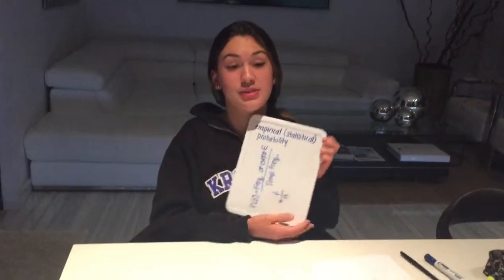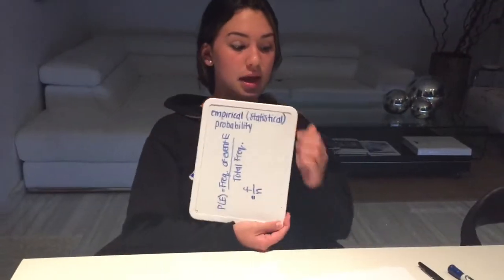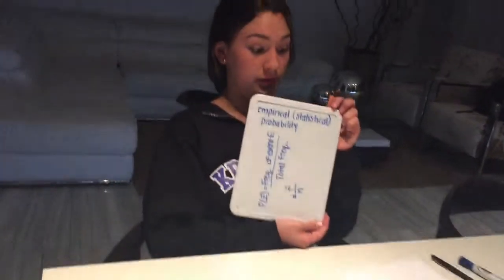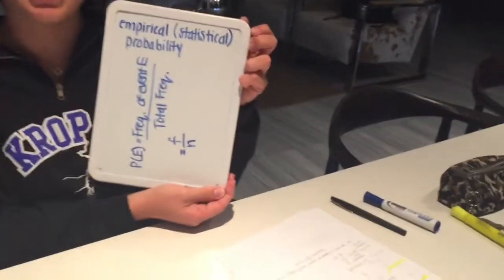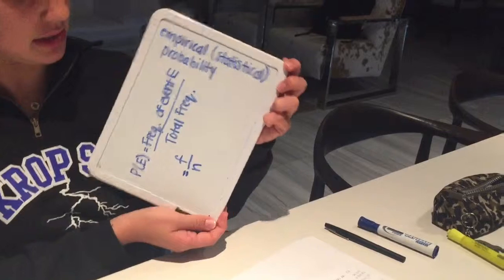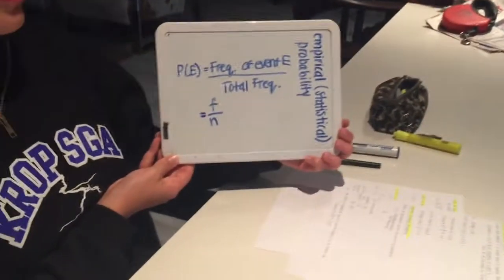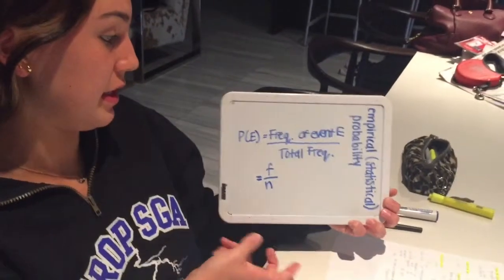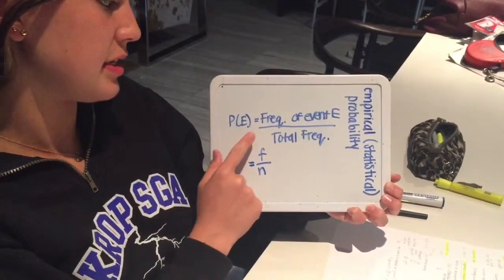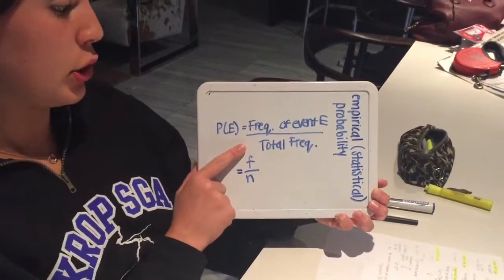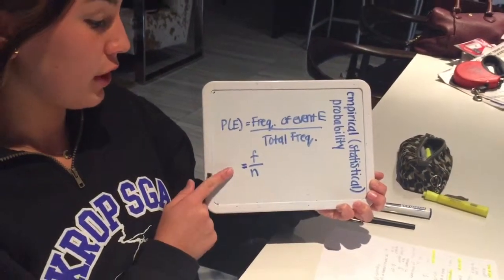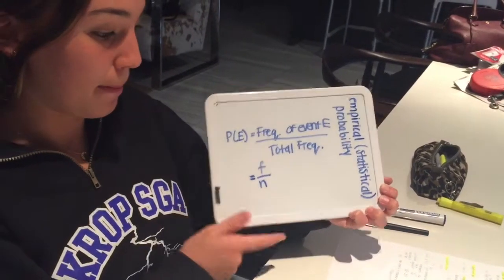The second type of probability is empirical or statistical probability. Empirical or statistical probability is based on observations obtained from probability experiments. The equation used to determine empirical probability is P(E) is equal to the frequency of event E over the total frequency, or F over N.